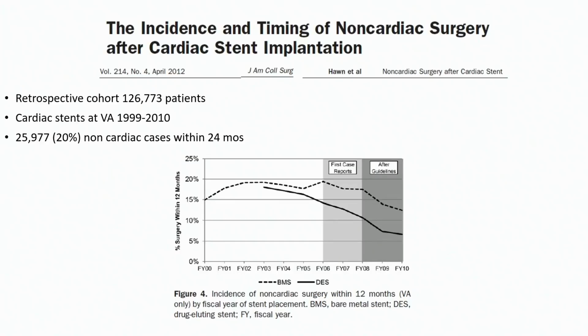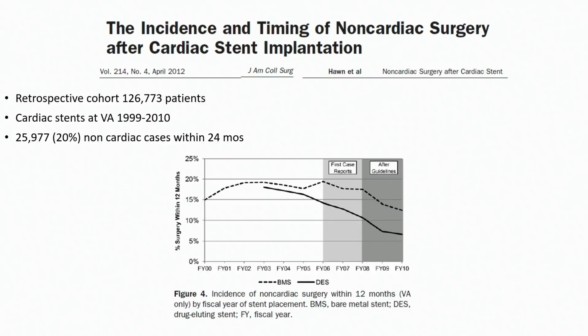Regarding guidelines, this retrospective review from several years ago looked at over 126,000 patients. And they looked at the patients that had cardiac stents in the VA system. And here what we see is that the top line shows that a large percentage of patients do need procedures. It's talking about percentage of patients that had surgeries within the first year of stent placement. And you can see almost 20% of patients were having surgeries within the first year of stent placement.